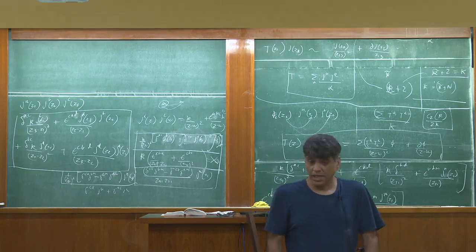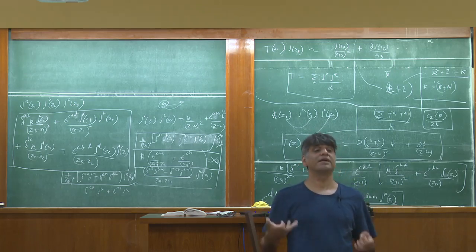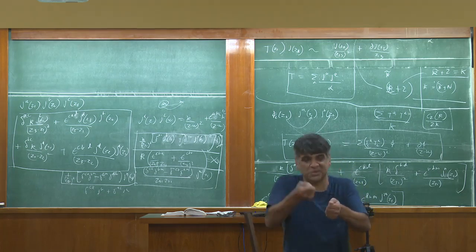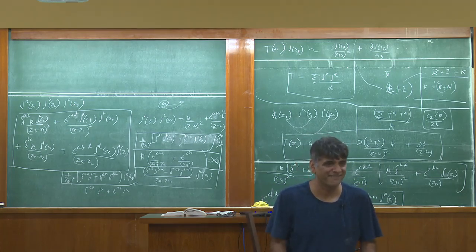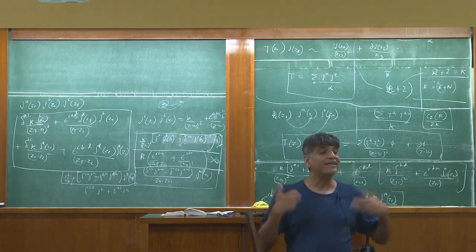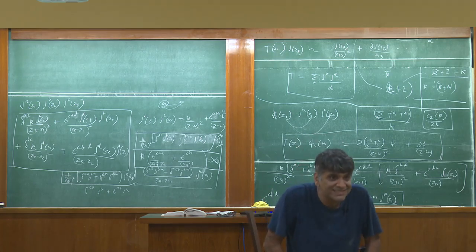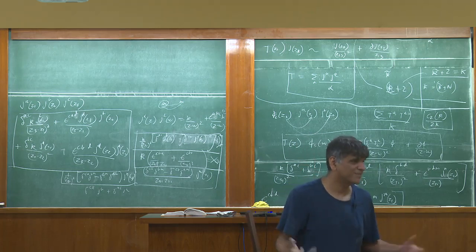Now, how does a scalar transform under diffeomorphisms? Well, by definition, it does not transform. Of course, it transforms because its coordinate moves, but we're not counting that. So when we say that something has weight H under conformal transformations, what it means at the fundamental level is that this is the weight under Weyl transformations.